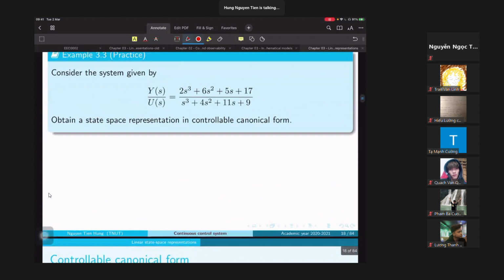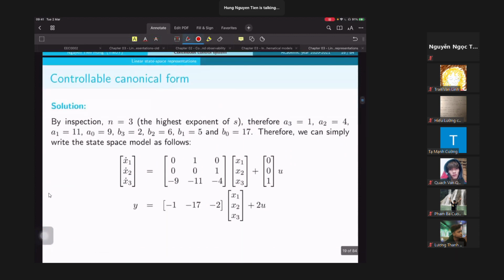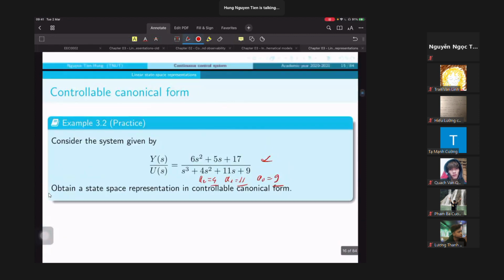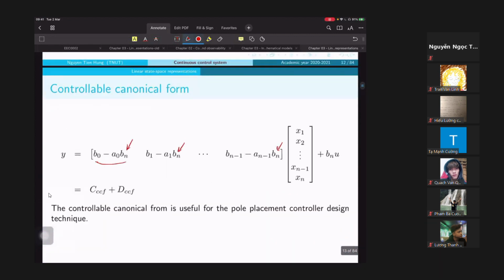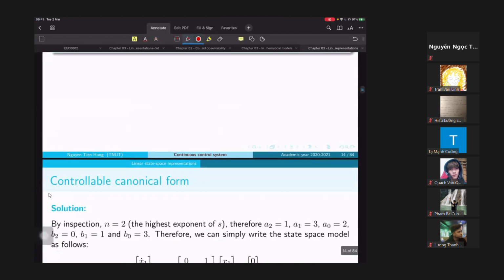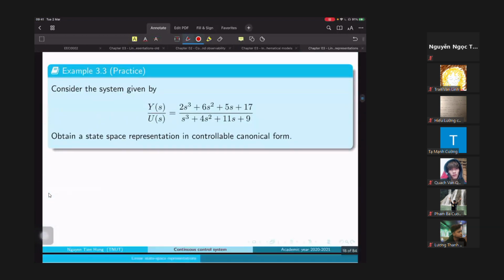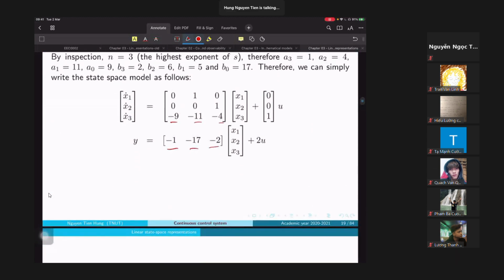Of course, even when we got Bn, then we have to take care of this. But for A, it doesn't change. But for B, for the output equation, you have to take care of the output because we have Bn here, and in this case, Bn is different from 0. So we need to put also Bn. Okay, so that is the reason we got this one.